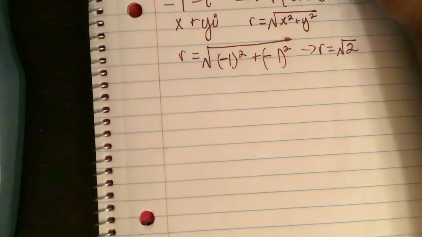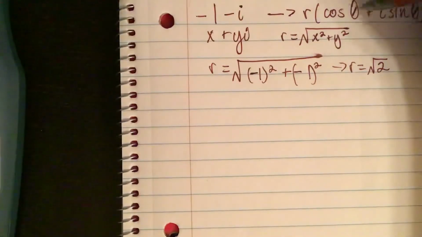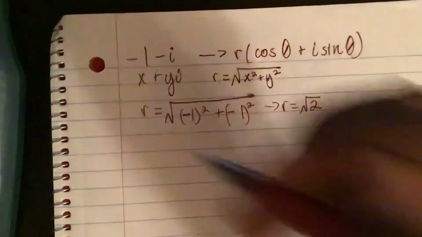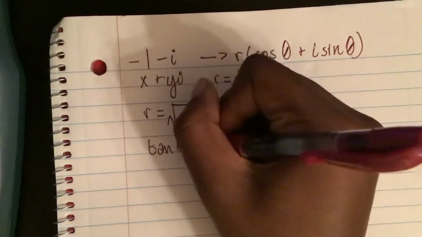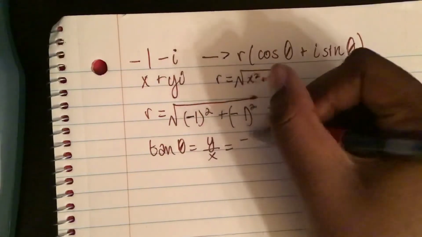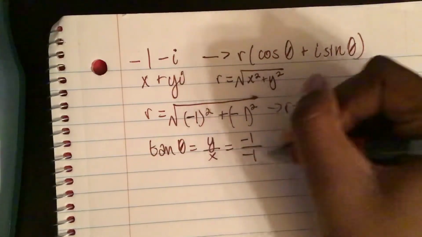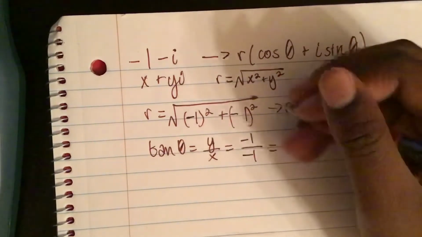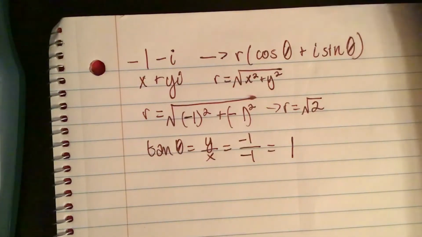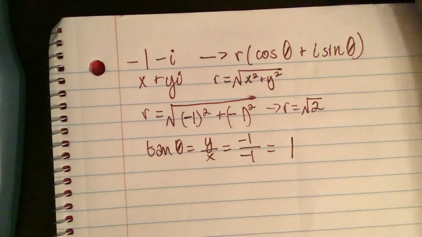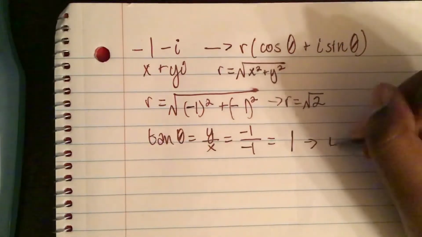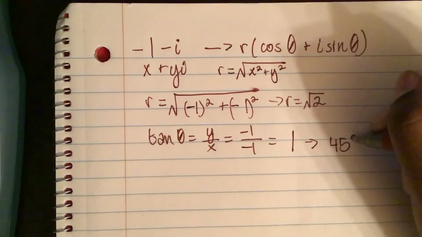Now we're going to use tangent to help us find those angle values. We know that the tangent of theta is going to equal y over x. In this case, y is negative 1 and x is also negative 1, so the tangent of theta is 1. And when the tangent of theta equals 1, we know that is going to be about 45 degrees.